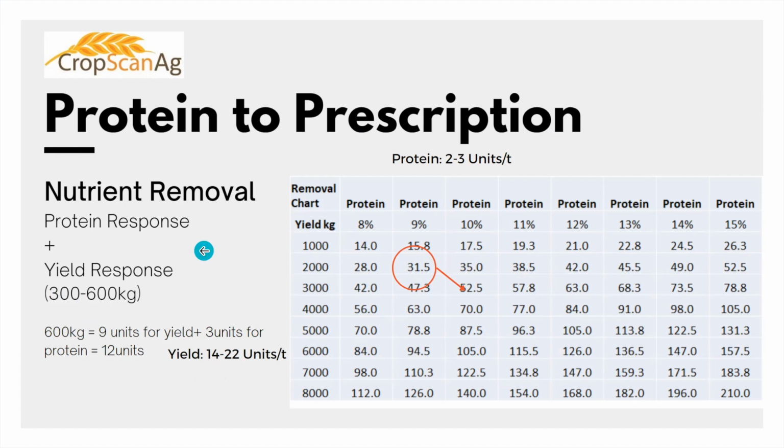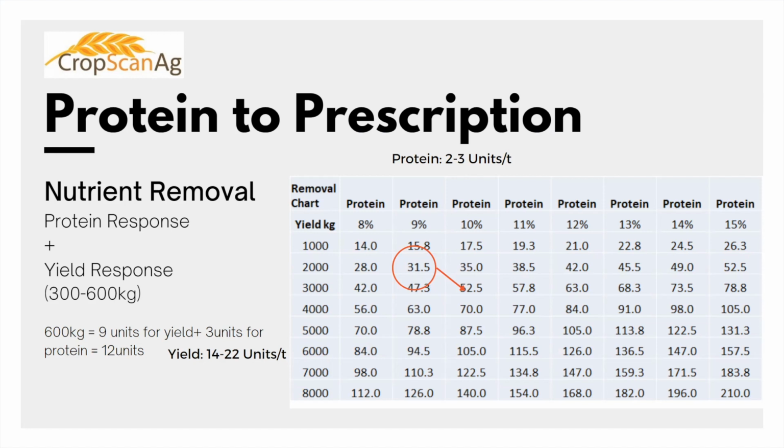as well, we would be looking at 9 units would be required for a yield increase, and then shuffle across the x-axis, would be then 3 units would be required for that protein bump, which is around that 12 units of nitrogen, or around that 30 kilos of urea for that percentage point change.